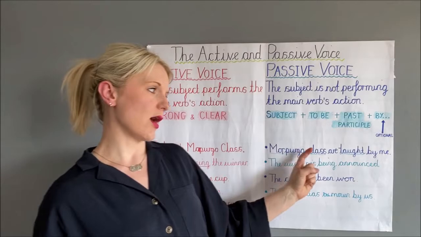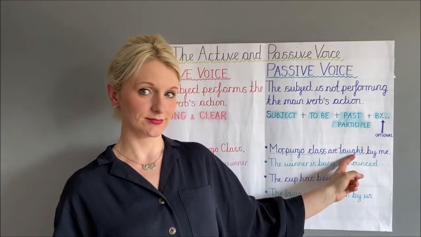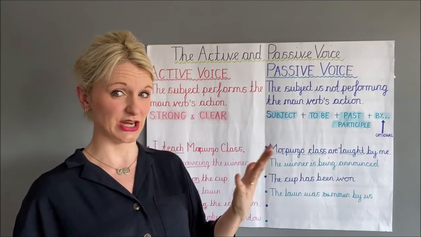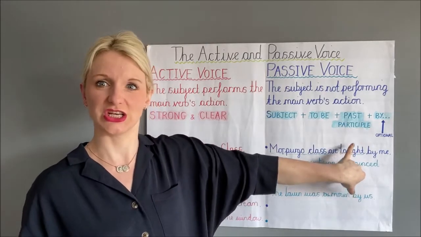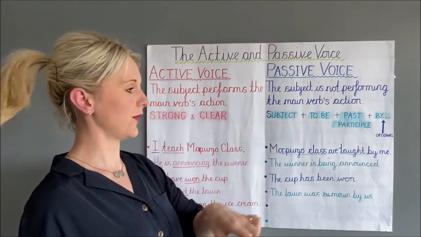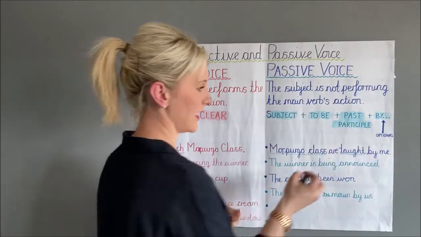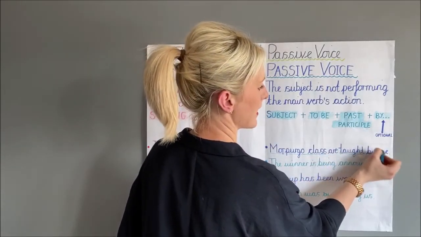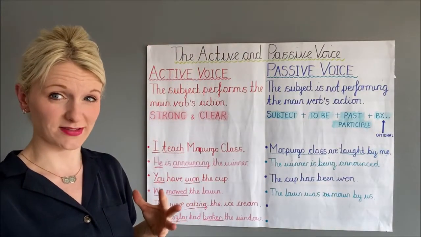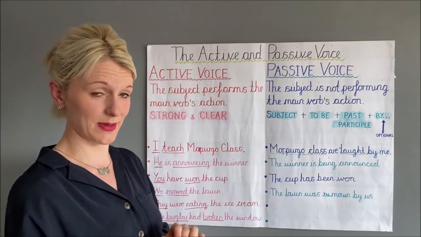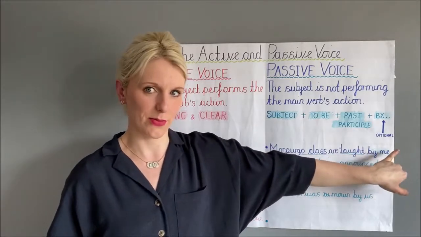But Pergo class aren't doing the teaching. It's not them who are doing the teaching. So that sentence has been written in the passive voice. They're having the teaching done to them. Okay. And then at the end, you can see this little bit that I've said, by me. You don't always need that bit at the end of your passive voice. It depends what your sentence is going to be, but you can often have this by me at the end.